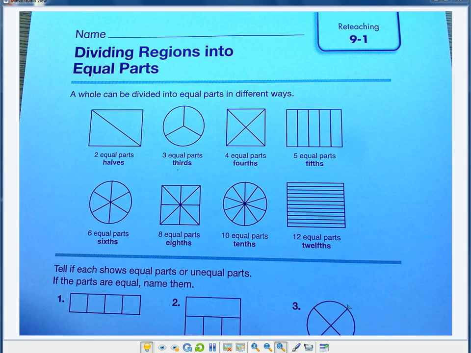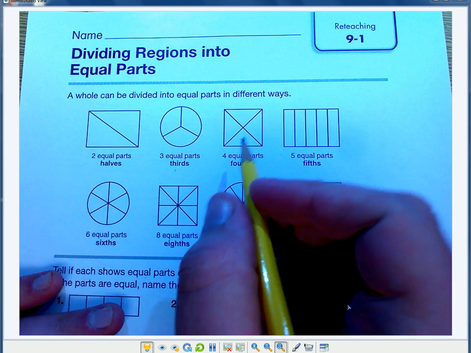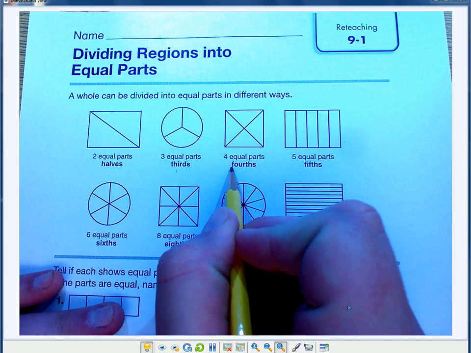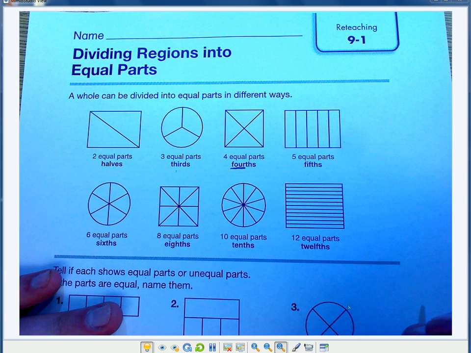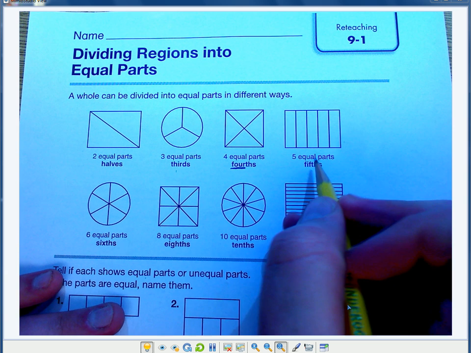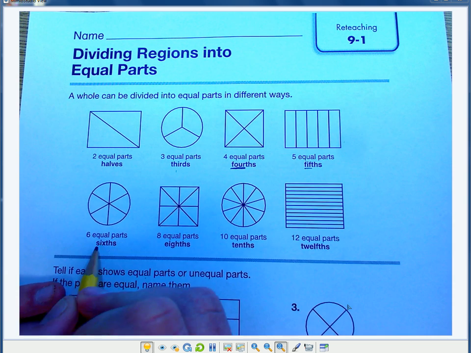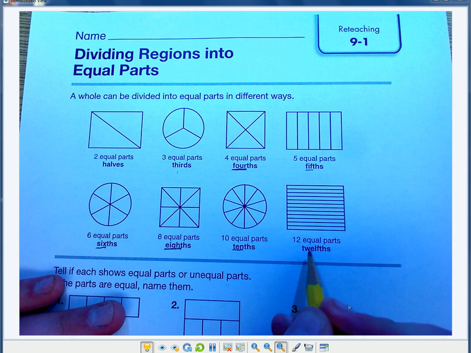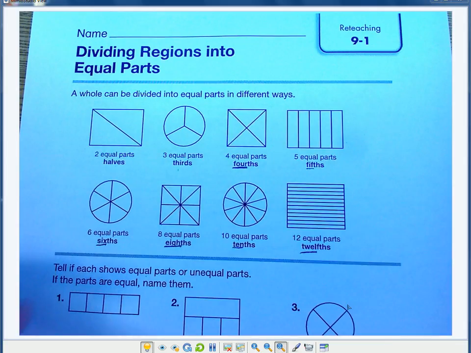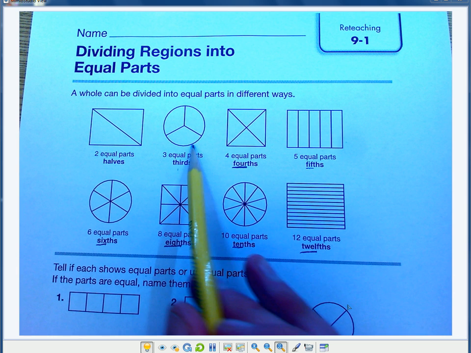A big thing that I will point out in class today is that most of the words you can see that number base word in there. So fourths is 4 equal parts, fifths has that five, sixths has that six, 8 for eighths, 10 for tenths, and 12 for twelfths. And you can see that base word, and it's really going to make it easier when we're thinking about these. Now, the big concept today is that you have to divide the region into equal parts.